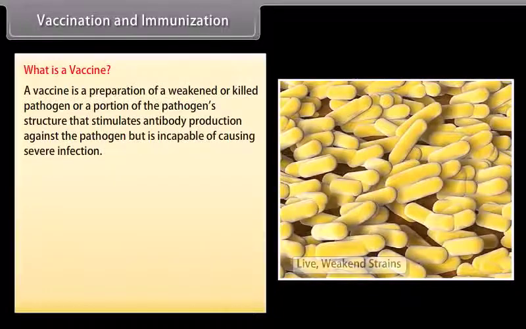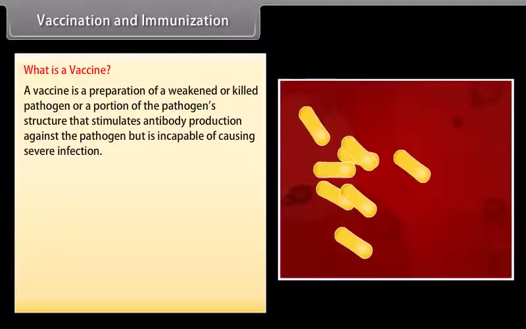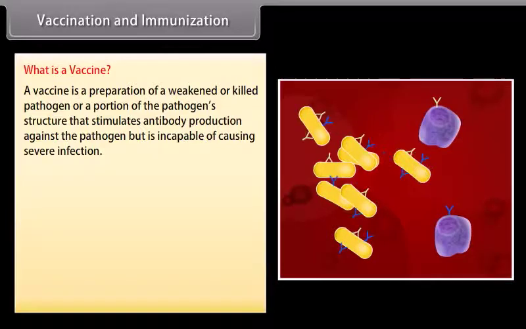Vaccination and immunization. What is a vaccine? A vaccine is a preparation of a weakened or killed pathogen or a portion of the pathogen's structure that stimulates antibody production against the pathogen but is incapable of causing severe infection.